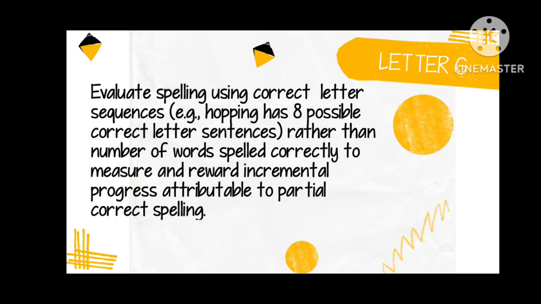Next is letter G. Evaluate spelling using correct letter sequences. Count the possible correct letter sequences rather than the number of words spelled correctly, to measure and reward incremental progress attributable to partial correct spelling. So here in letter G, you could check each letter of the word and give it a point. Every correct letter is worth 1 point.